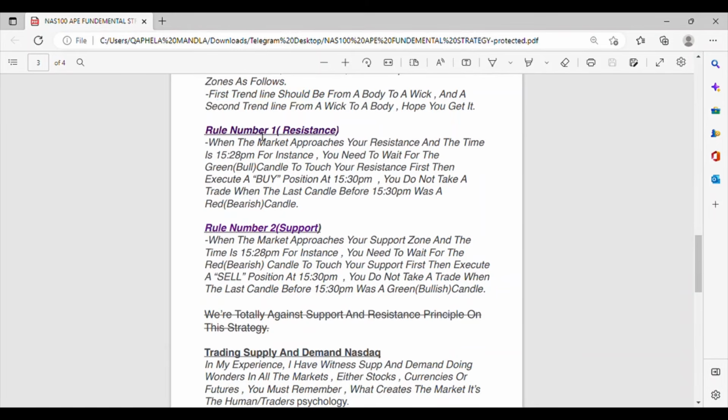So let's quickly see here. Rule number one: resistance. When the market approaches your resistance and the time is 15:28 p.m., for instance, you need to wait for the green candle to touch your resistance first, then execute a buy at 15:30 p.m. You do not take a trade when the last candle before 15:30 p.m. was a red candle. I hope you guys understand this. So in the market, let's say, okay, let me open a chart.